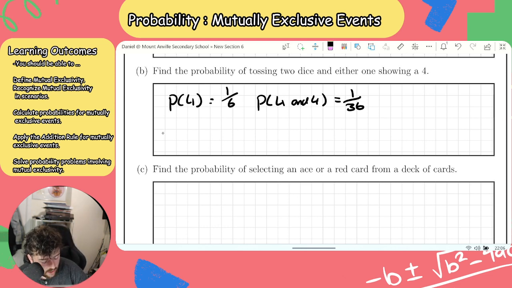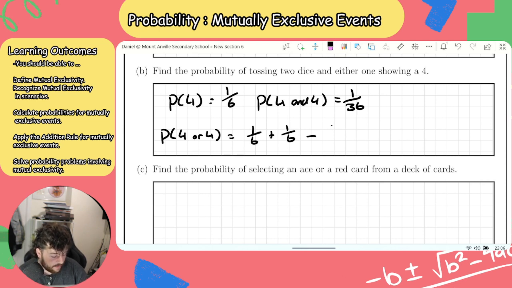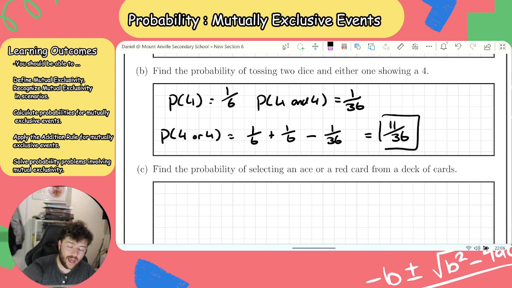So let's look at here. I want the probability of getting a 4 on the first one or a 4 on the second one. So the probability of getting a 4 on the first dice is 1/6. Probability of getting a 4 on the second dice is 1/6. Minus the probability of both getting 4, which is 1/36. That is going to be equal to 1/6 plus 1/6 minus 1/36. That's going to be 11/36. So that is the probability of either or showing a 4.